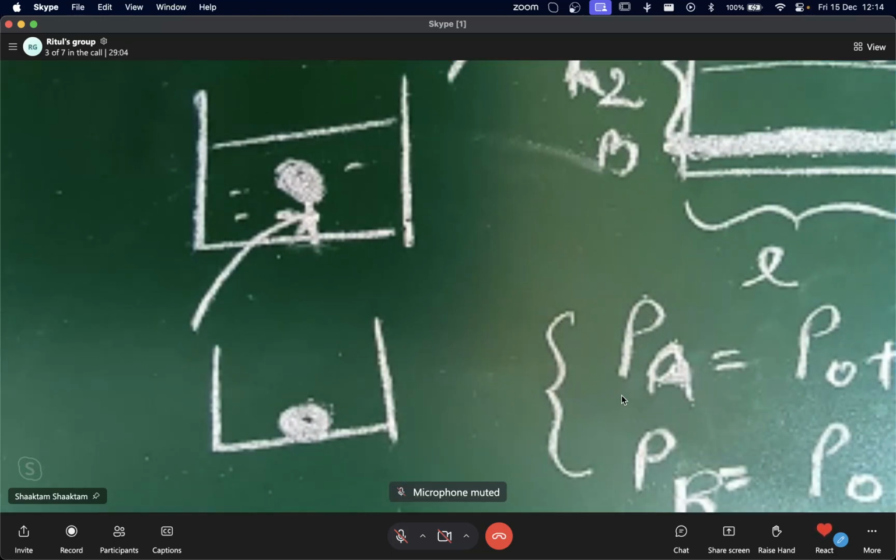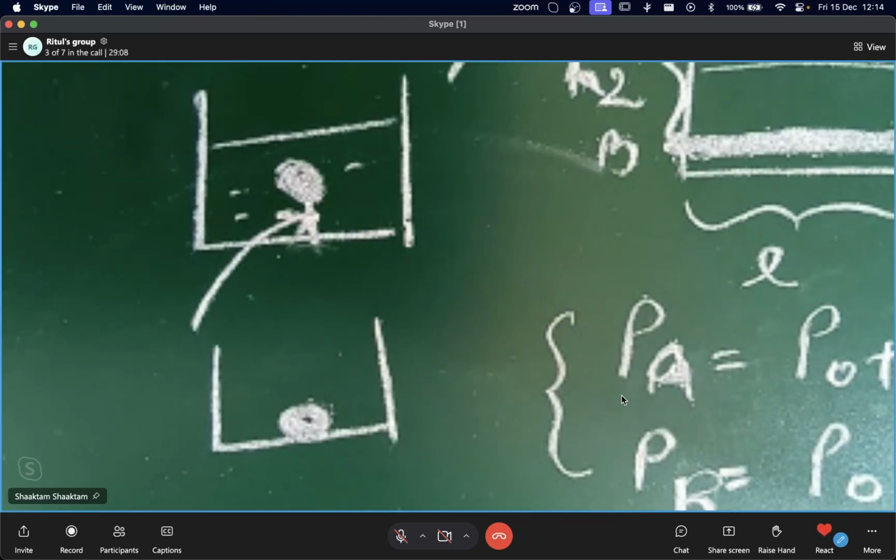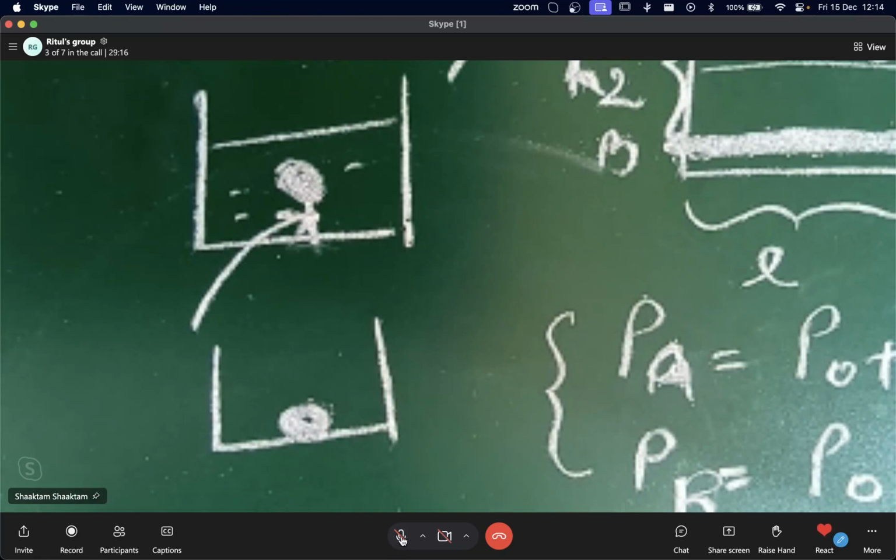Metal ball? What about a metal ball? I think it will not move. The metal ball won't move per se, is it so?